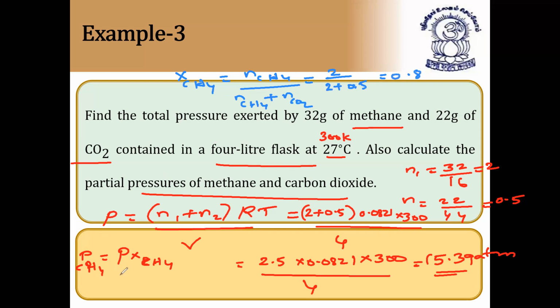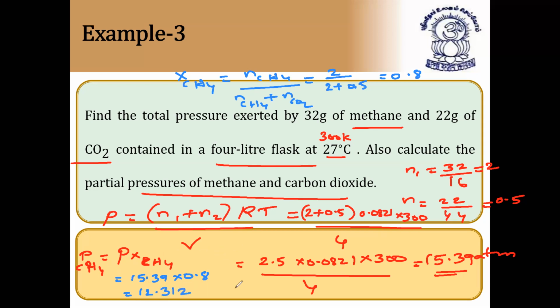So partial pressure of methane is equal to total pressure, which is given how much? We already got 15.39 into 0.8, that is equal to 15.39 into 0.8 is equal to 12.312, approximately 12.312.